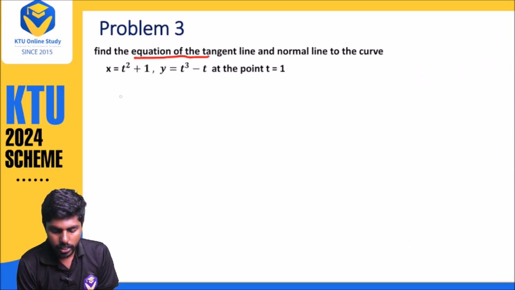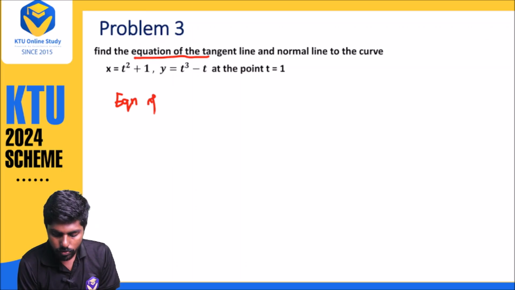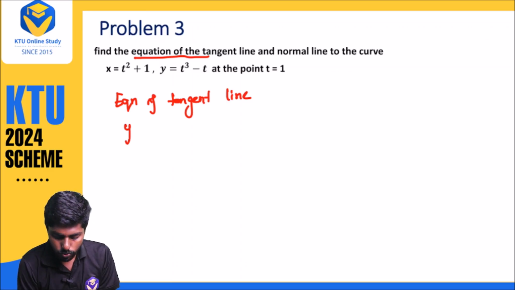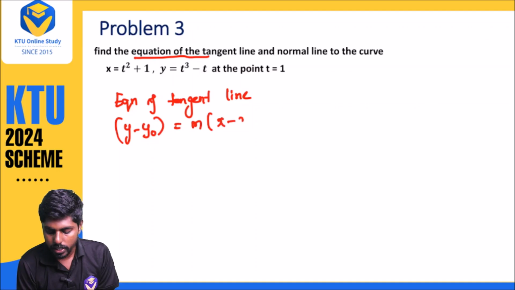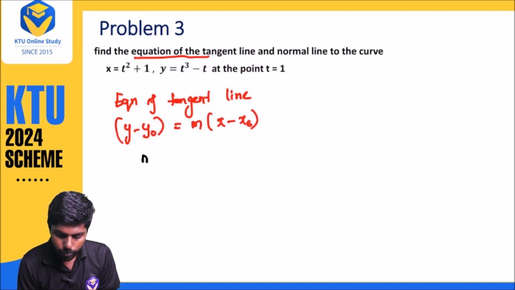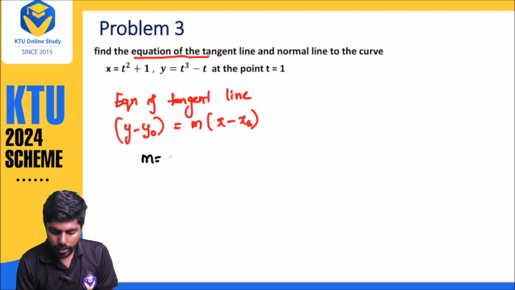The equation of tangent line is what? What is the formula for the equation of tangent line? That is y minus y naught is equal to m into (x minus x naught). So this is what they have asked. What do you want to find out? You want to find m. For finding m, what is the formula? m equal to dy by dx.